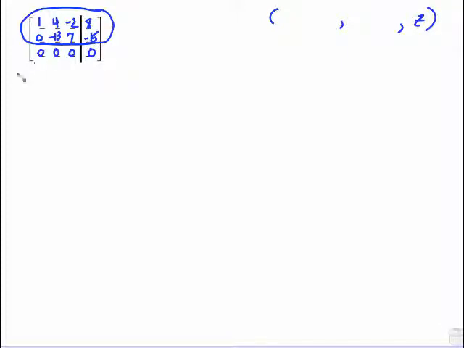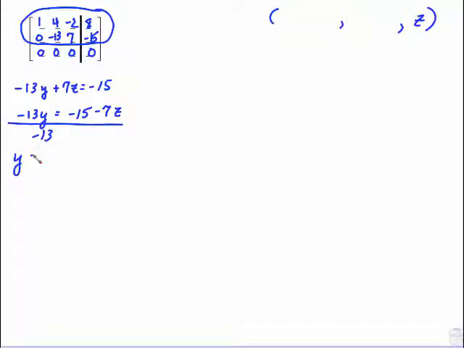So this middle one gives me this, negative 13y plus 7z equals negative 15. I need to solve this for y. So subtract 7z from both sides. This is negative 13y equals negative 15 minus 7z. Divide everything by negative 13. And y is the expression positive 15/13 plus 7/13 z. That is my y expression.